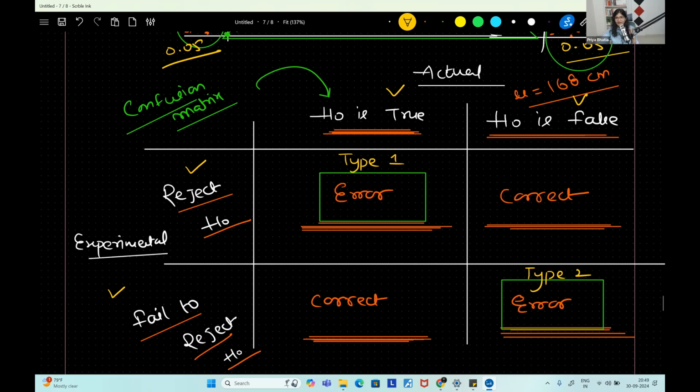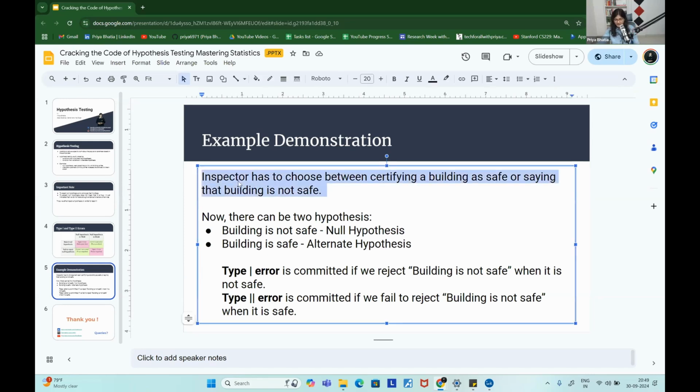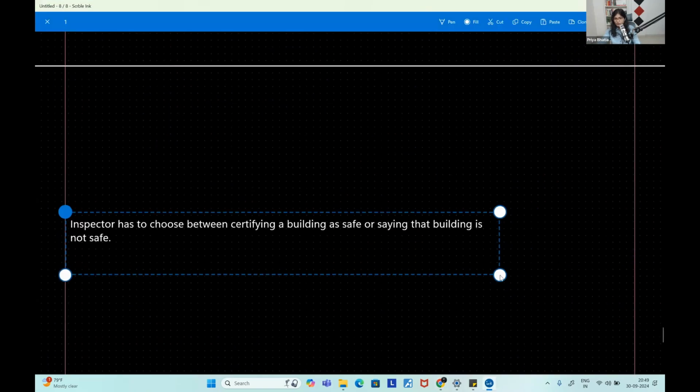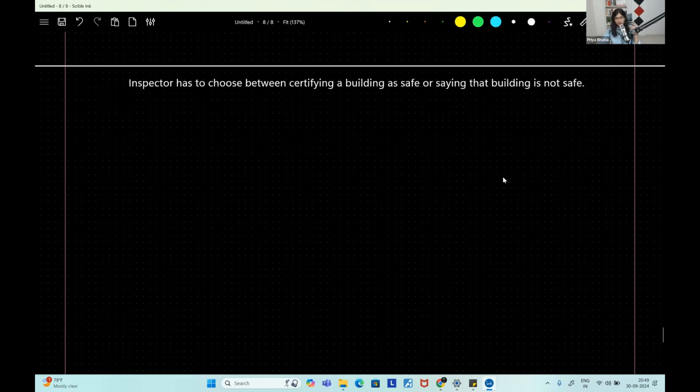Let's try to take this now with the help of an example, and after that we will wrap up today's class. An inspector has to choose between certifying a building as safe or not safe. This is the problem statement. Let me copy this problem on the sheet. So there is an inspector who came to choose whether the building is safe or not. If you go to Bangalore, Gurgaon, Noida side, there are multiple flat projects going on, right? So there is an inspection which usually happens on whether those bigger buildings or flats are safe or not.